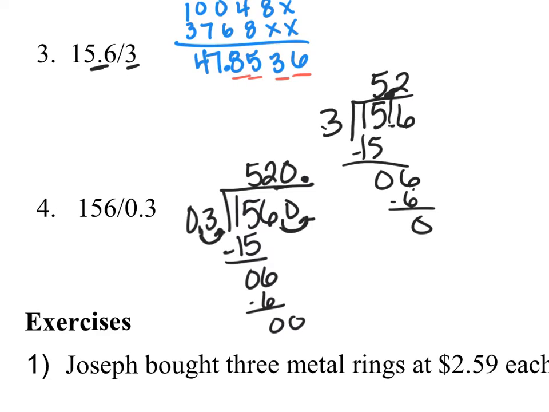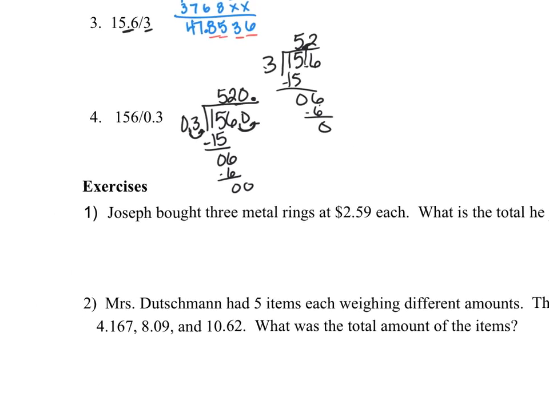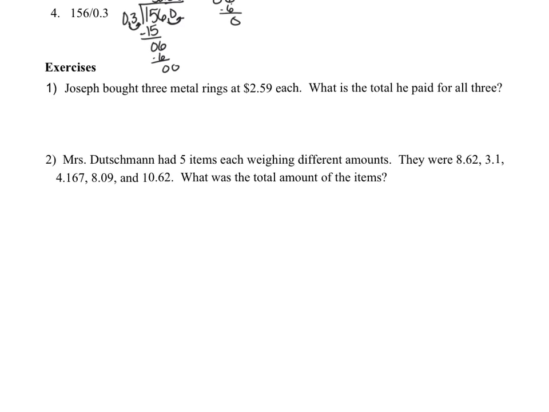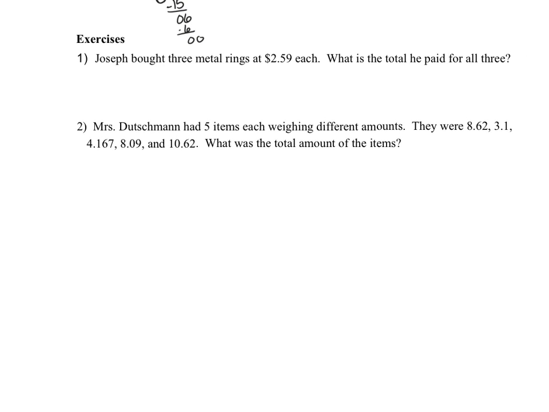Okay, so going on. Joseph bought 3 metal rings at $2.59 each. What is the total he paid for all 3? Okay, so here's our key. We do $2.59 times 3. Three times 2, 777. Okay, he's probably going to pay taxes, but we haven't talked about taxes yet. So before tax, he's going to pay $777.